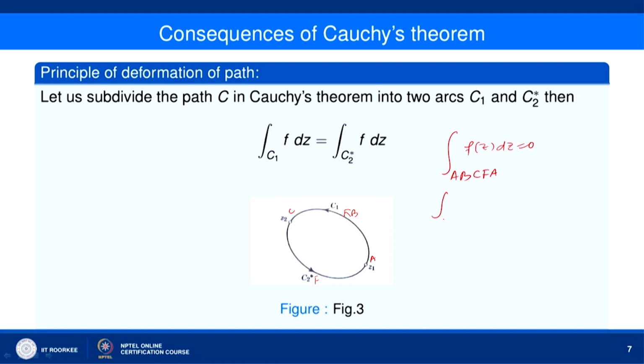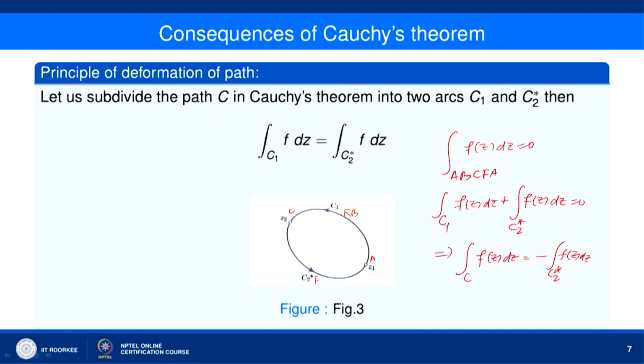Now this gives you the integral over C1, where C1 joins Z1 to Z2. Z1 I have named as A, Z2 I have named as C. So the integral over C1 of f(z) dz equals 0, and the integral over C2 star is also 0. Let us divide the path C in Cauchy into two arcs, C1 and C2 star. This is my C1 and this is C2 star. So the integral over C2 star will be equal to 0. Now this will give you the integral over C1 of f(z) dz equal to minus the integral over C2 star of f(z) dz.